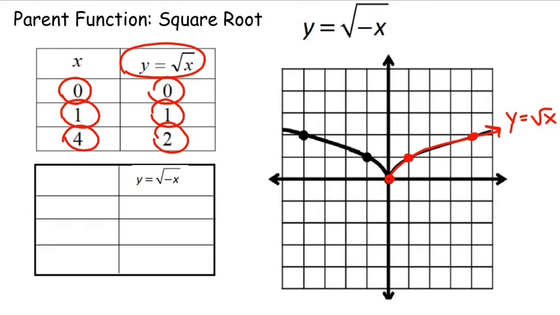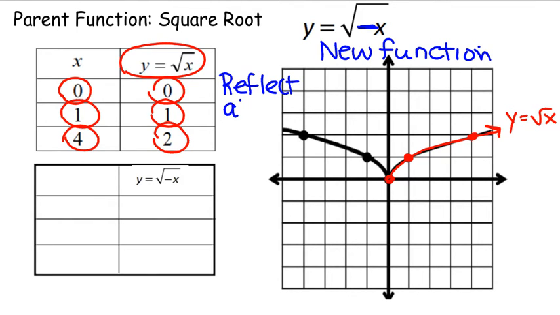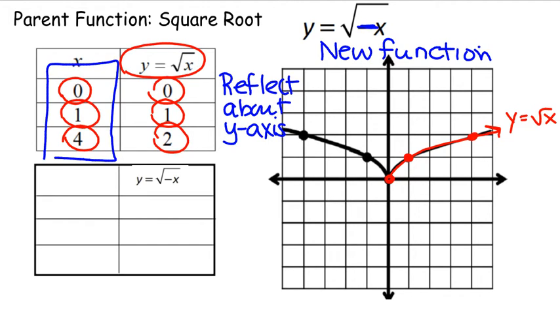Now, here is our new function. Our new function has a negative right there inside the function, underneath the square root. So what are we going to do? This is a reflection about the y-axis. So since it's a reflection about the y-axis, think opposite. We're going to change the signs of our x values. So here's our x's. We're going to change those signs.